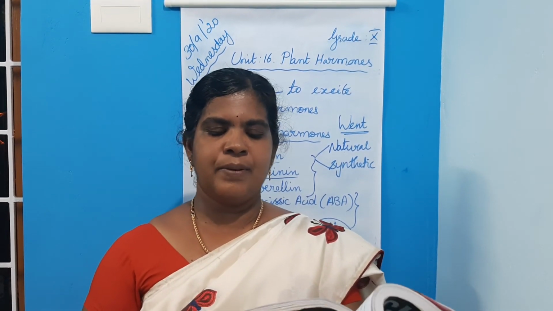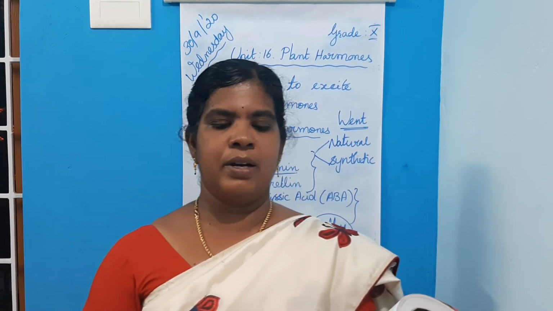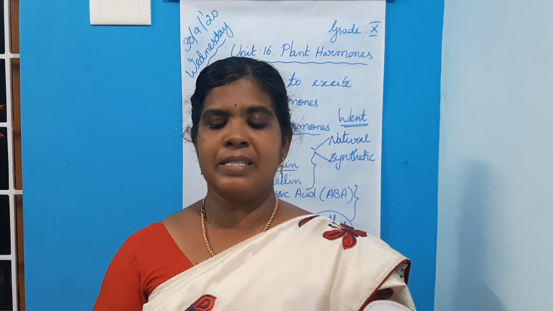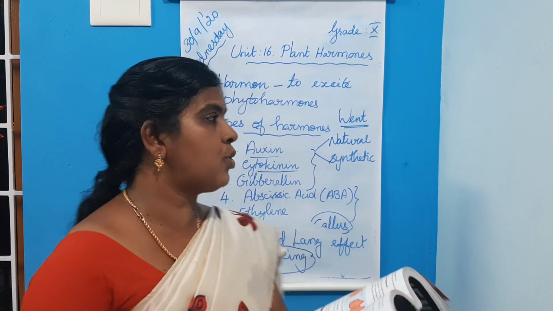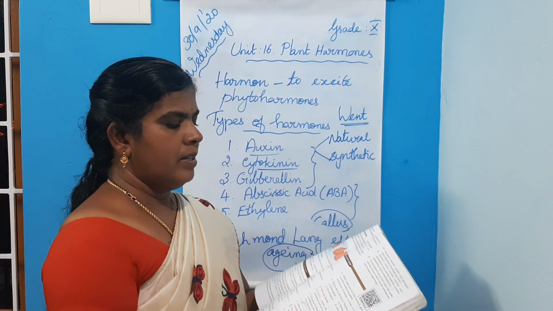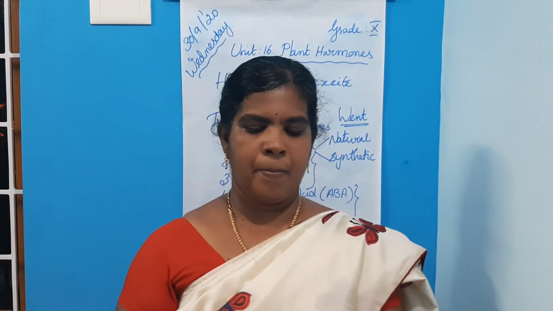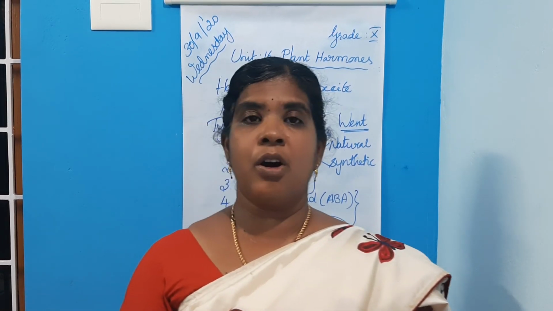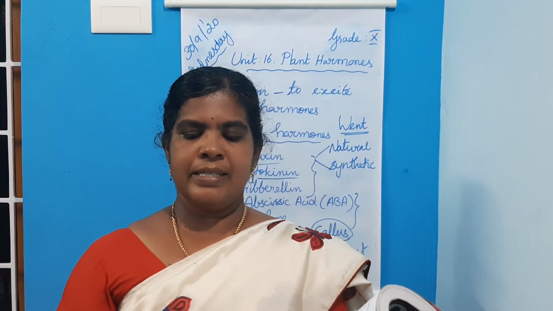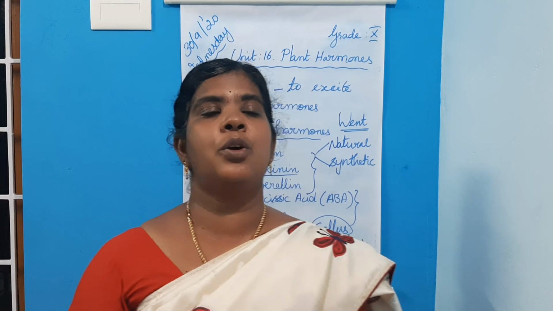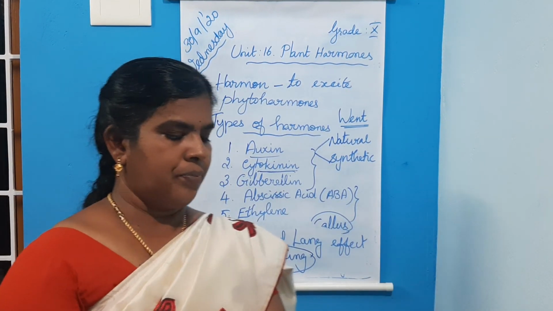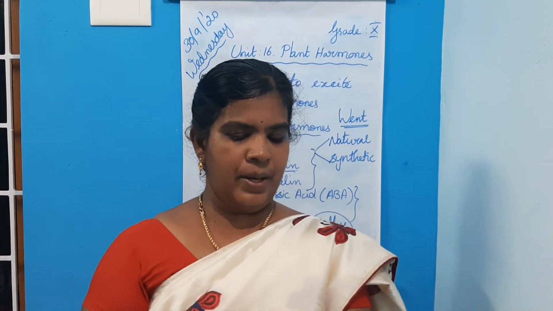Fill in the blanks. First one: dash causes cell elongation, apical dominance and prevents abscission. Auxin, right? Auxin. Question number 5: the hormone which has a negative effect on apical dominance is cytokinin. Turn to page 240.